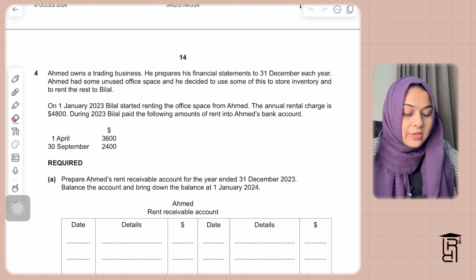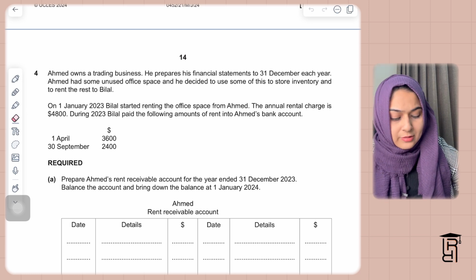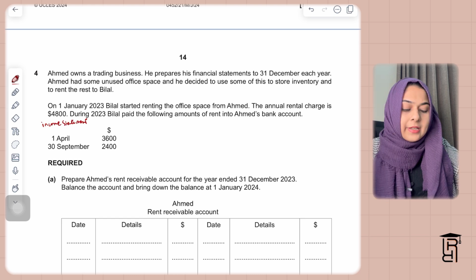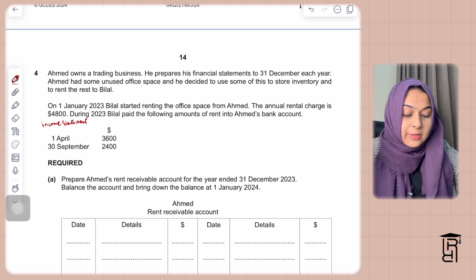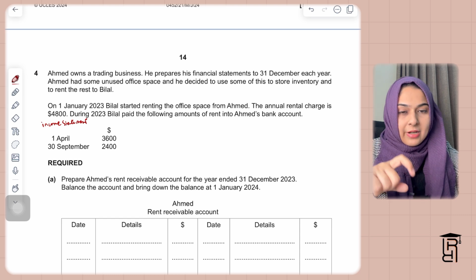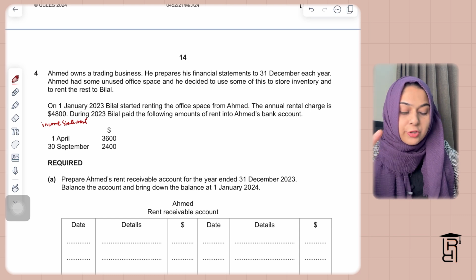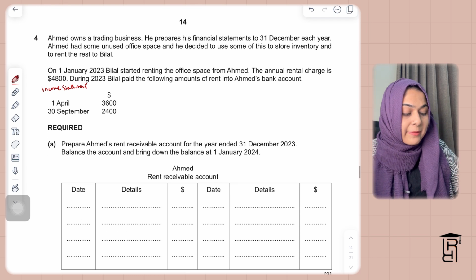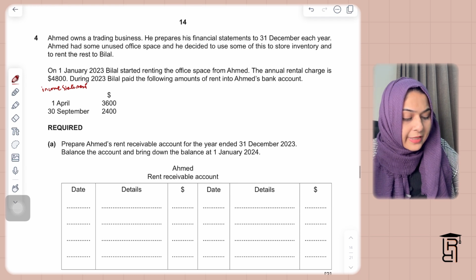The annual rental charge is 4,800, which Bilal is supposed to pay. So this is going to be your income statement value, so I'll write here income statement. Then they are saying during 2023, Bilal paid the following amounts of rent into Ahmed's bank account. So this is going to be bank debit, rent receivable credit. There are two dates on which Ahmed is receiving the money. Bank debit, rent receivable credit. That means in the rent receivable account, I need to write this on the credit side.